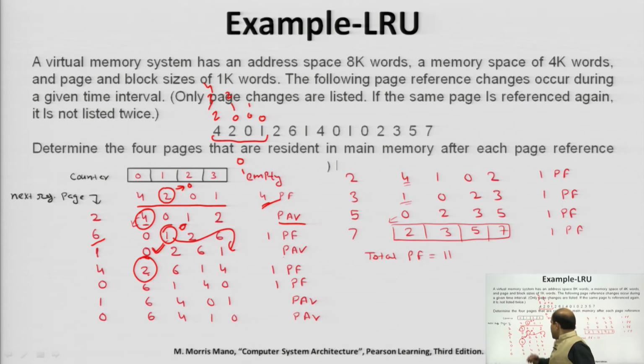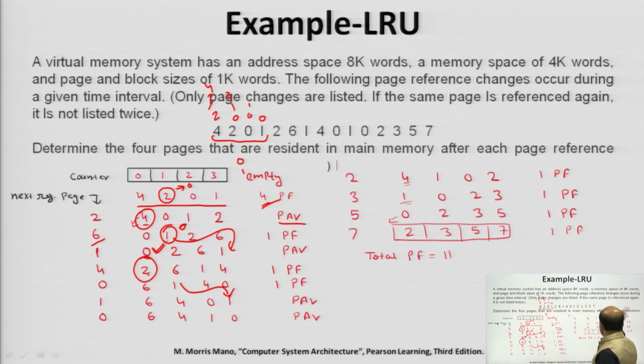Next, page number 1 is referenced. Page 1 is already available, so we write page available, and its counter value is set to 0. So that's why 1 will be replaced here.